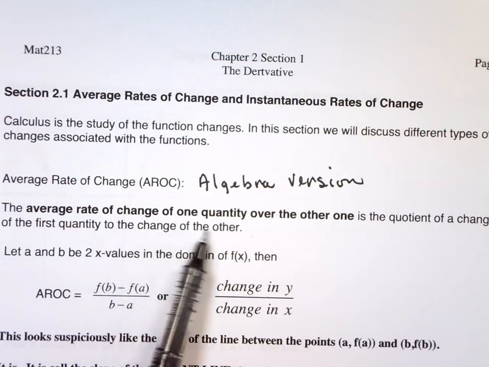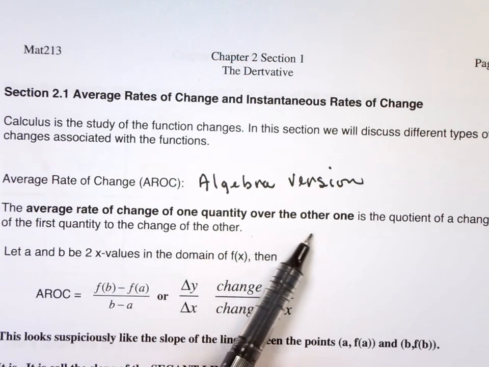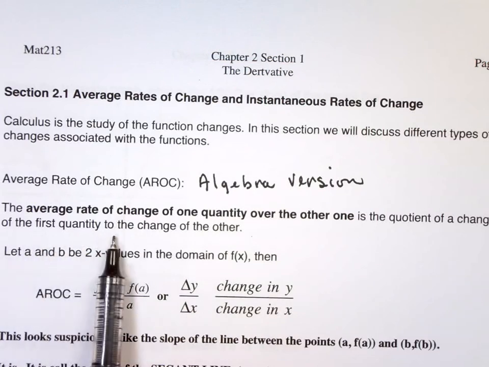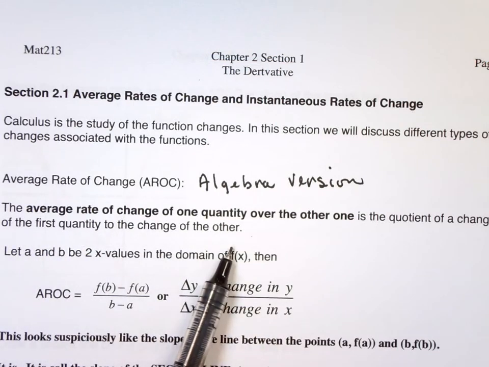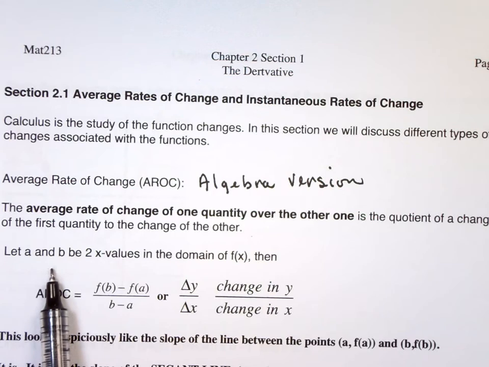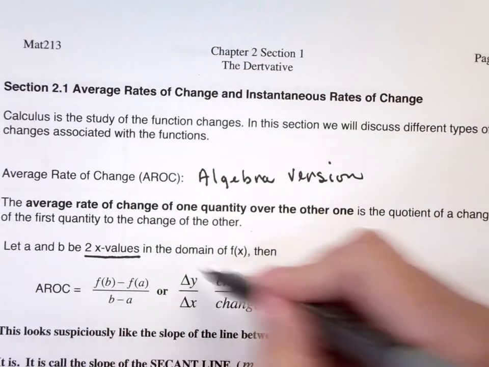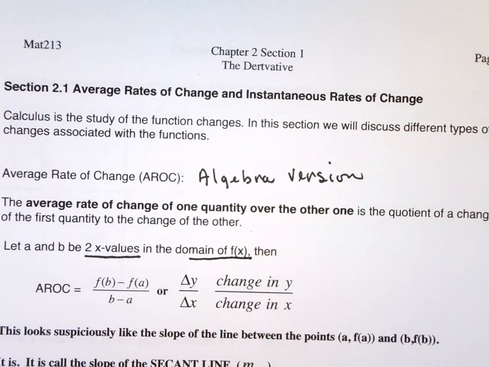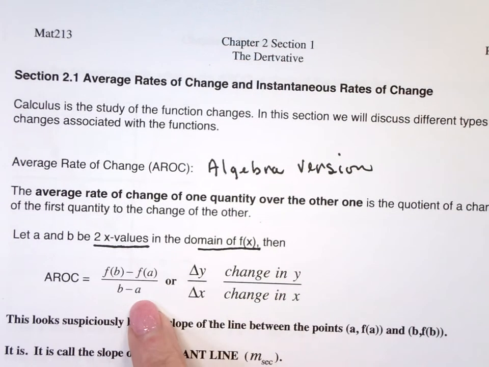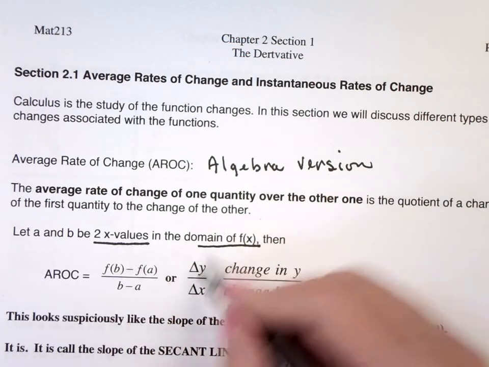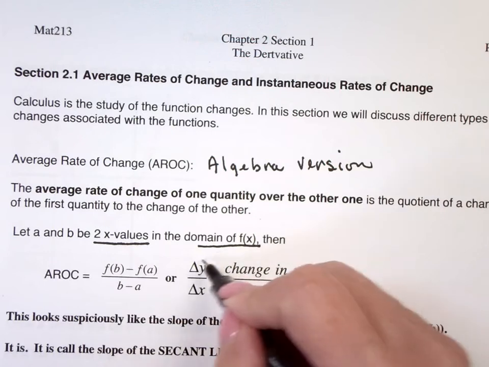The average rate of change is one quantity over another one. It is the quotient of a change of the first quantity over the change in the other. And it says a and b, there must be two x values in the domain of the function. AROC is f of b minus f of a divided by b minus a. We say change in y over change in x.